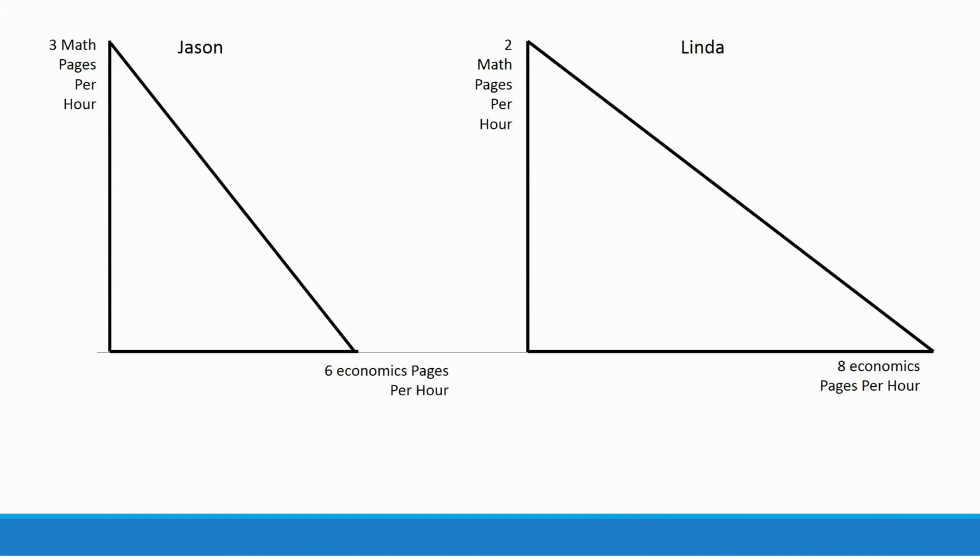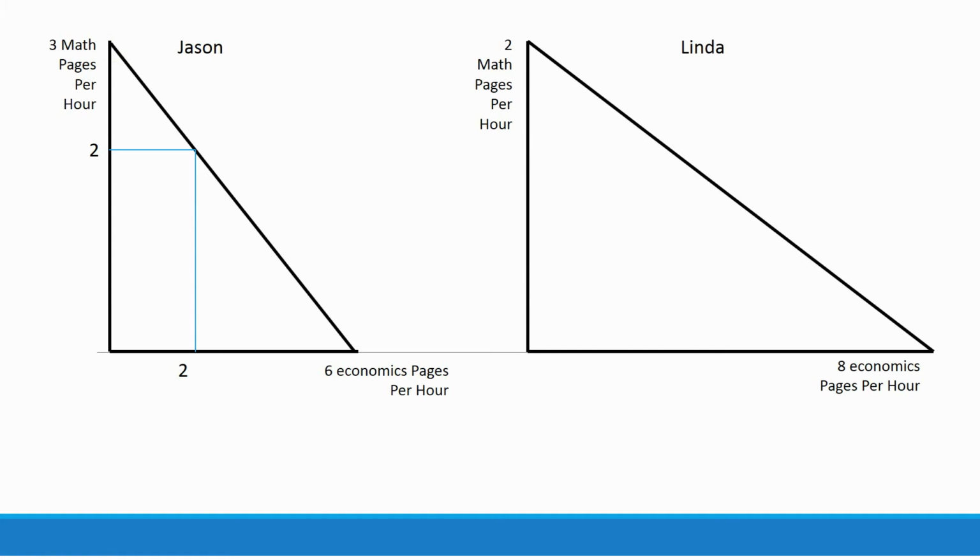Now, this page is a very important page. Why do I care? If I'm Jason or Linda, why do I care who makes math pages at the cheapest opportunity cost? Well, in this example, we know that Jason has the choice to produce 0 economics questions and all 3 math pages per hour.